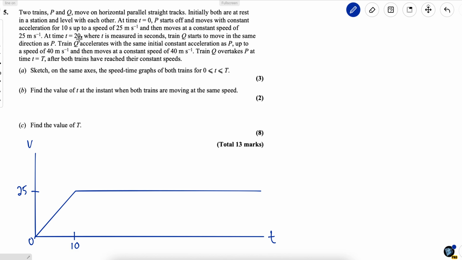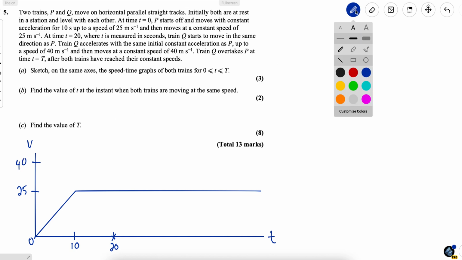At time t equals 20, where t is measured in seconds, train Q starts, so let's draw 20 seconds here. Q has been stationary for this time, and now it's going to start moving in the same direction as P. Train Q accelerates with the same initial constant acceleration as P up to a speed of 40, and then moves at constant speed of 40. So now let's mark 40 on the axis, and now I can draw the journey for Q.